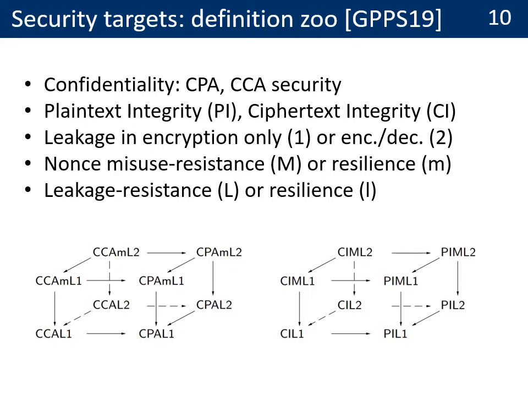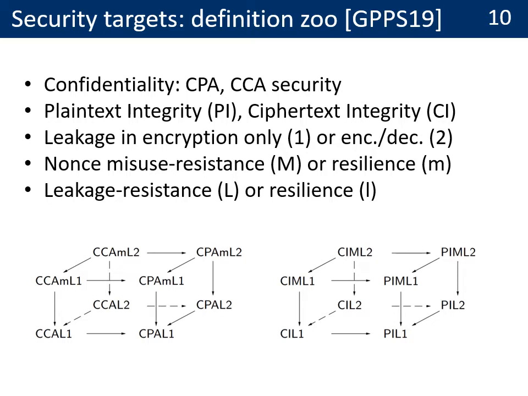Okay, we now move to the simplification of the definition zoo. For this, we observe that for confidentiality, we can have CPA security or CCA security. For integrity, we can have plaintext integrity or ciphertext integrity. For leakage, we can have it in encryption only or in encryption and decryption. For the nonce, we can have nonce misuse resistance or resilience. And for leakage, we can have leakage resistance or resilience.